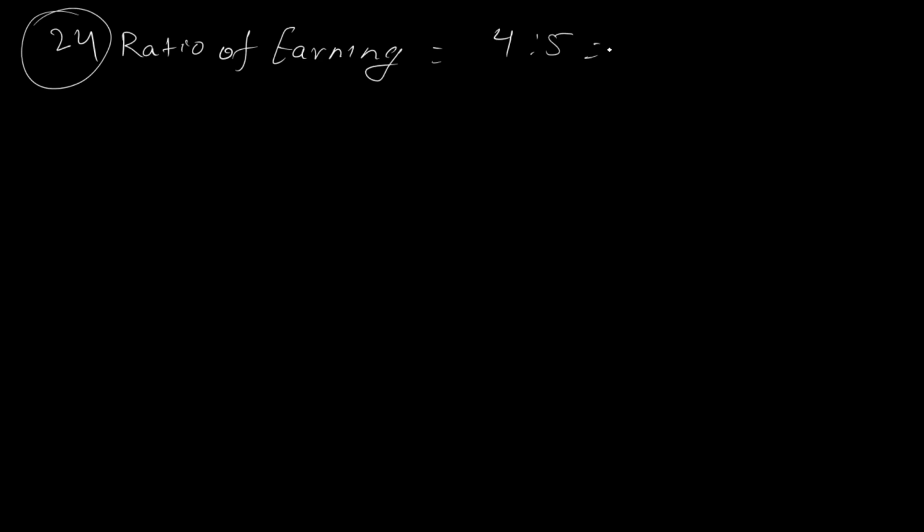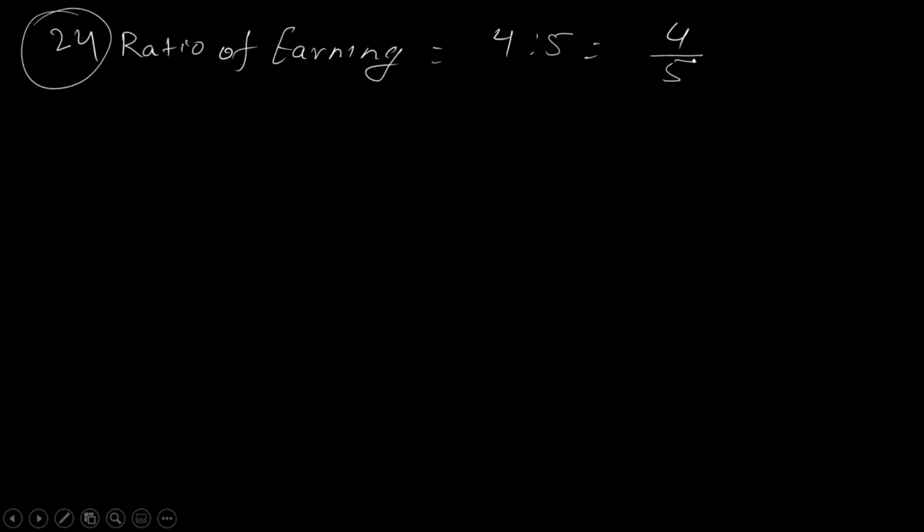Okay, now 24. Very good problem. So be alert. Daily earning of two persons are in the ratio of 4:5, and their daily expenses are in the ratio of 7:9. So ratio of earning is how much beta? 4:5, that is 4/5. Okay, daily earning of 2 persons for this.